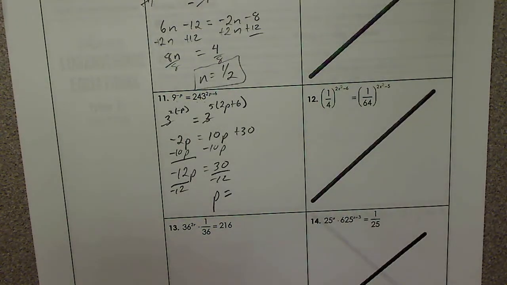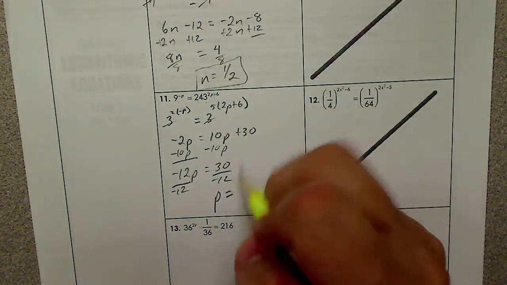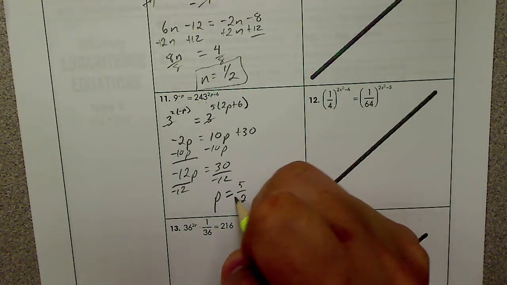So P is equal to, divided by 6 would be 5 over 2, so negative 5/2.